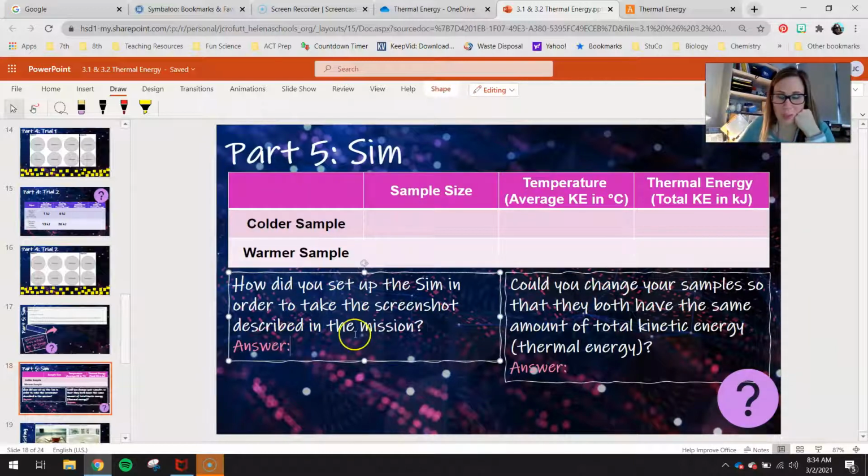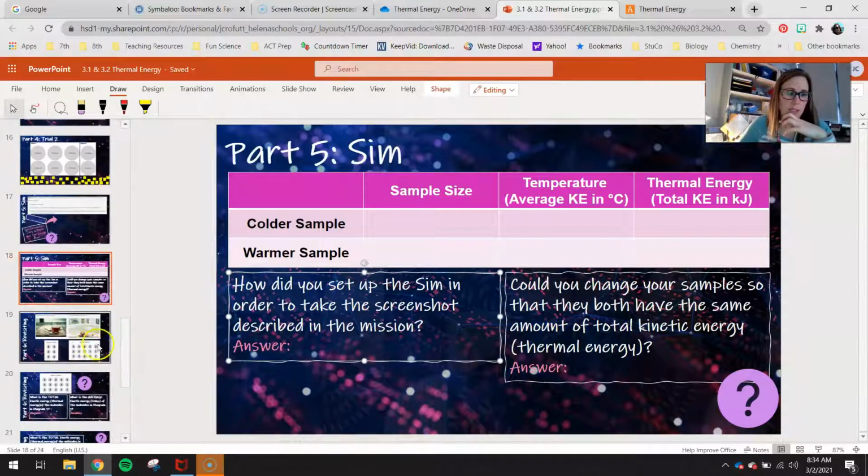Okay, and then how did you set up the sim in order to take a screenshot described in the mission? So tell me about it. And then could you change your sample so that they both have the same amount of total kinetic energy? So how could you guys change your samples to do that? Okay, test it out, see if you guys can.